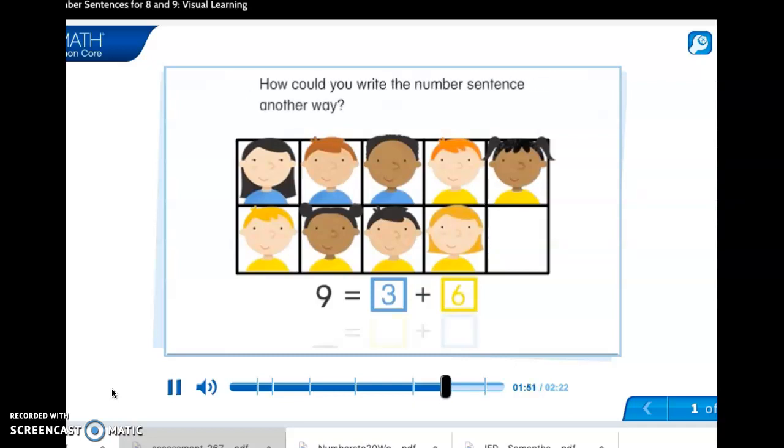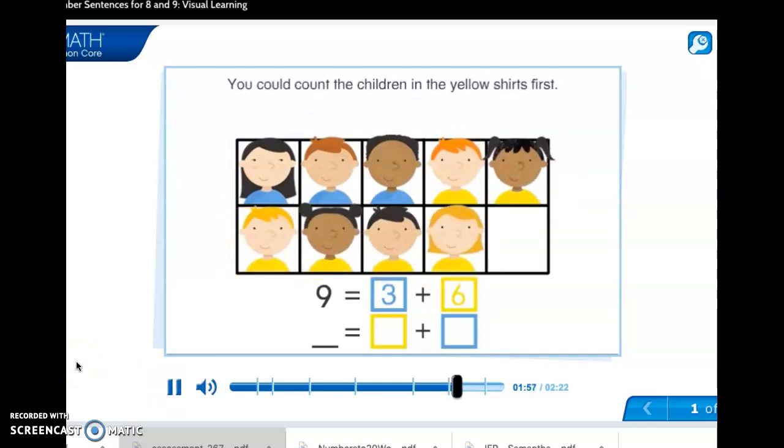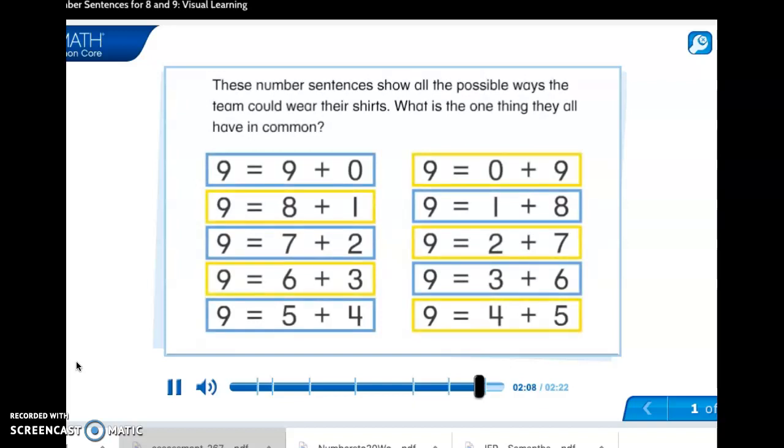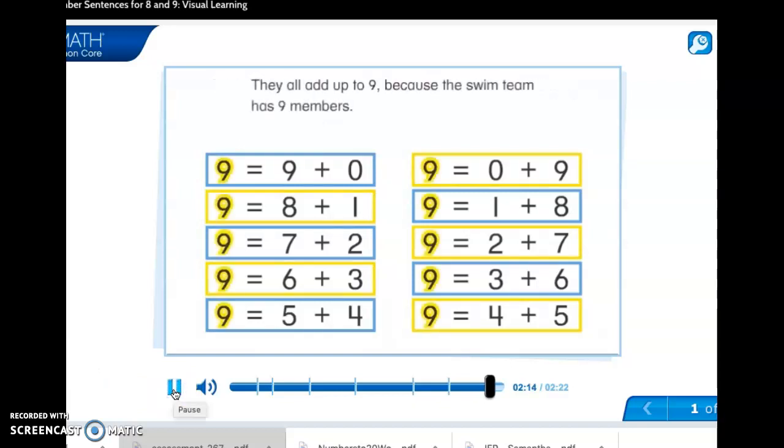How could you write the number sentence another way? You could count the children in the yellow shirts first. Then your number sentence would say 9 equals 6 plus 3. These number sentences show all the possible ways the team could wear their shirts. What is the one thing they all have in common? They all add up to 9 because the swim team has 9 members.